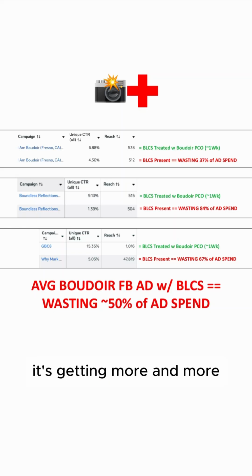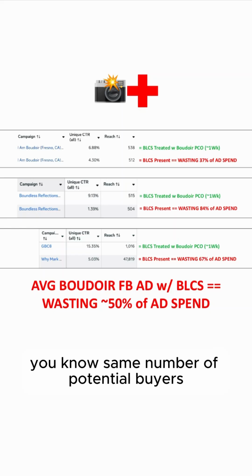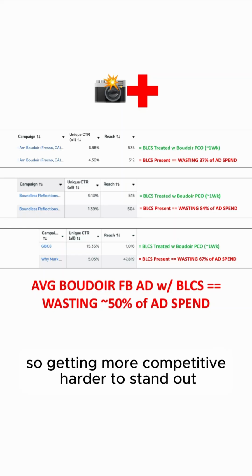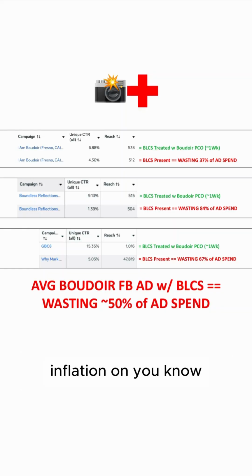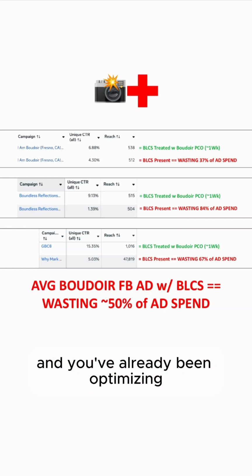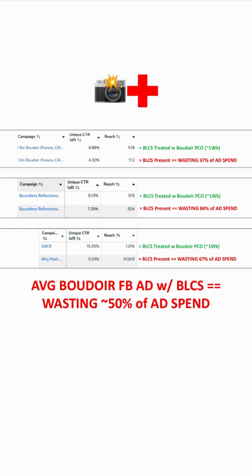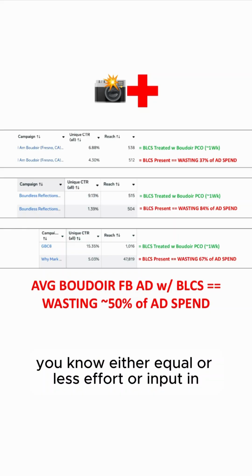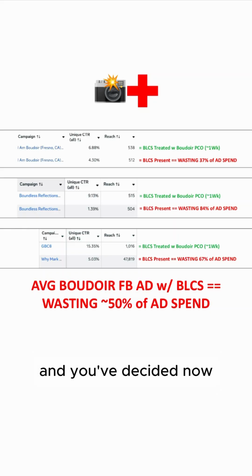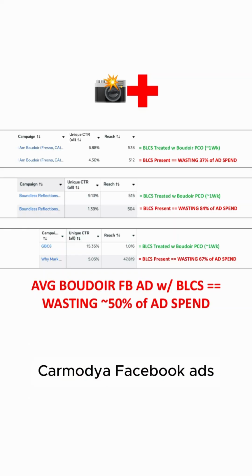So you see it's getting more and more boudoir photographers fighting over the same number of potential buyers, so it's getting more competitive, harder to stand out. And you also see inflation, real life cost of living going up, just kind of everywhere. And you've already been optimizing other parts of your boudoir photography business to get more profit out for equal or less effort or input in. And you've decided now you want to extract that same optimization through your current boudoir Facebook ads.